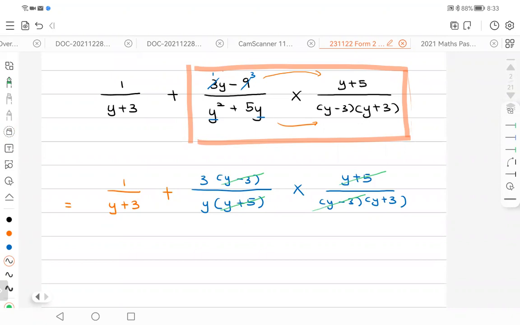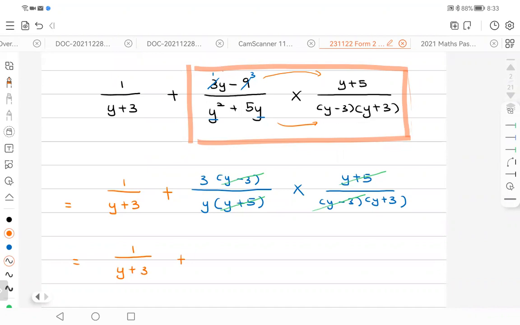Am I right? Correct or not? Correct. Now, y minus 3. Okay. So what is the balance now? We write back first. So 1 over y plus 3 plus the right side, the blue color. We can multiply in already.